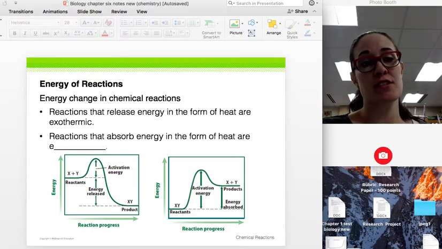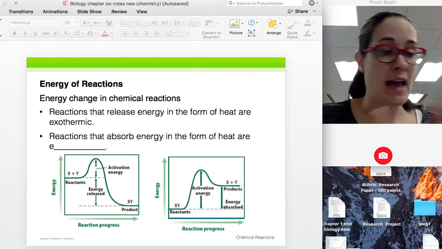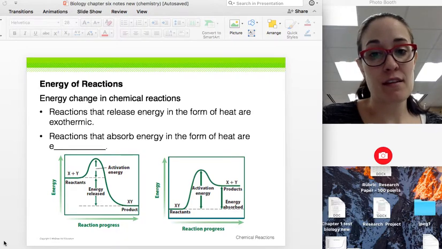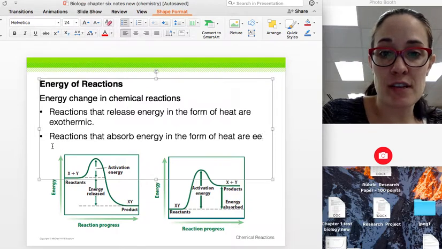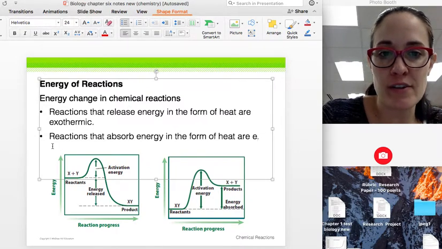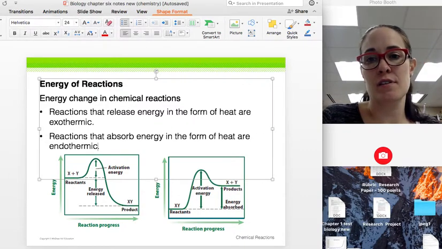Some chemical reactions release energy when they happen, and those reactions are called exothermic. Some reactions do the opposite and absorb energy, or absorb heat, or I guess heat is a form of energy, and are called endothermic. So the different types.